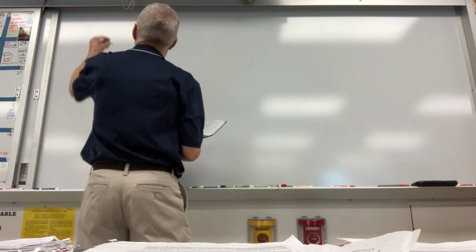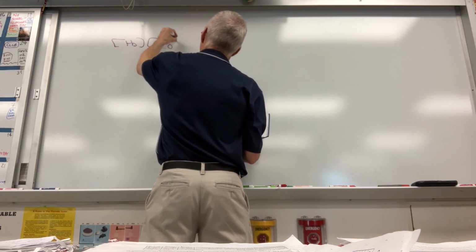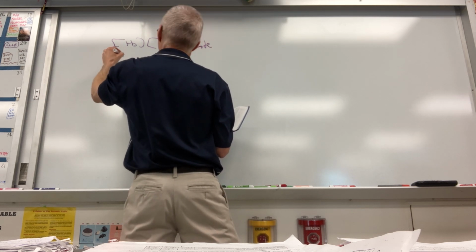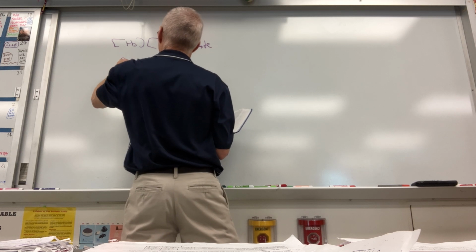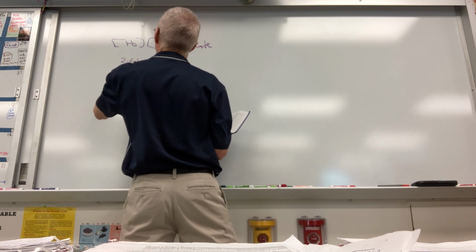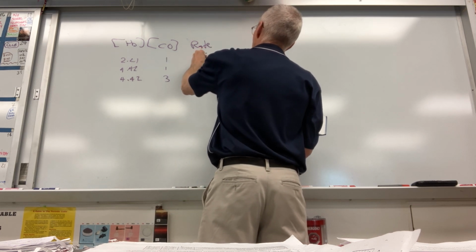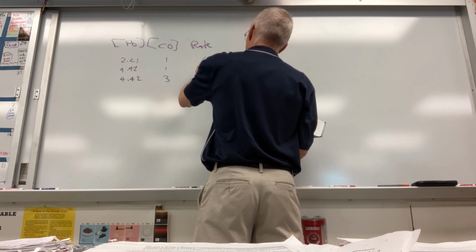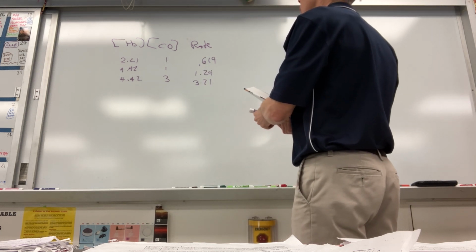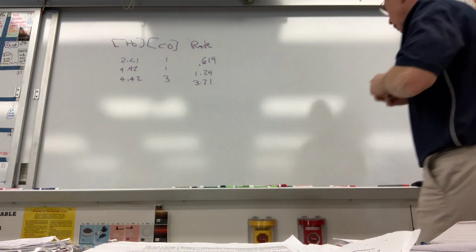Okay, so we've got the concentration of HB, concentration of CO, and the rate. HB: 2.21, 4.42, 4.42. CO: 1, 1, and 3. And the rates are 0.619, 1.24, and 3.741. That doesn't look terrible. But if we wanted to do it in a more formalized fashion, we would go something like this.